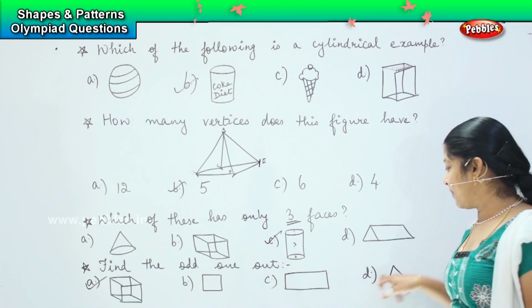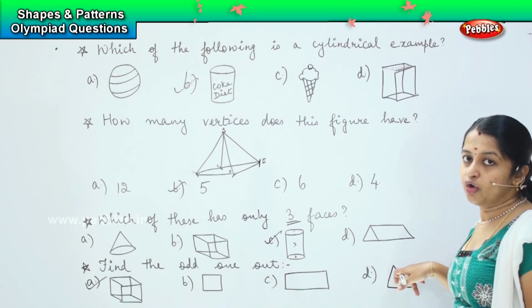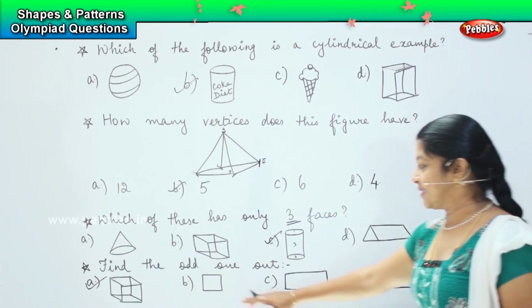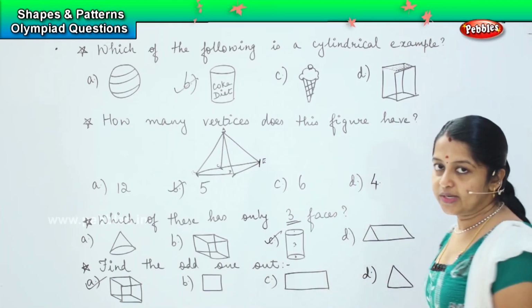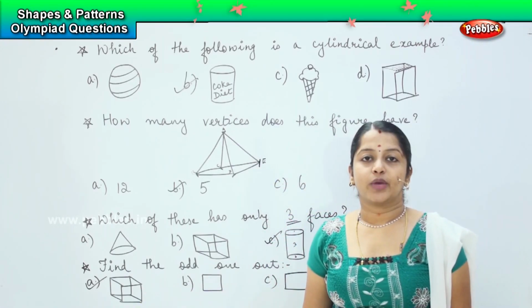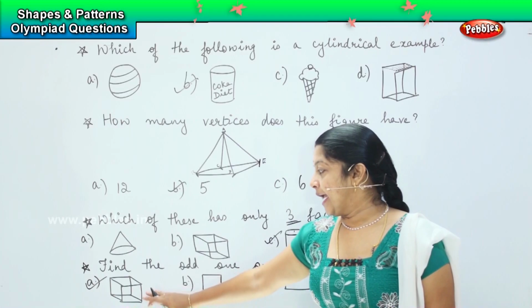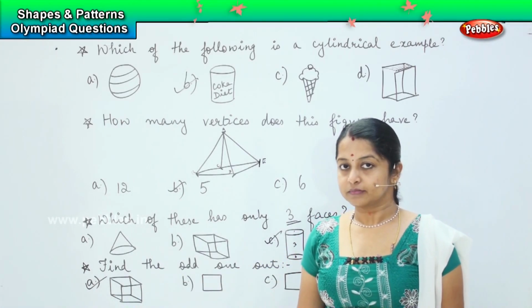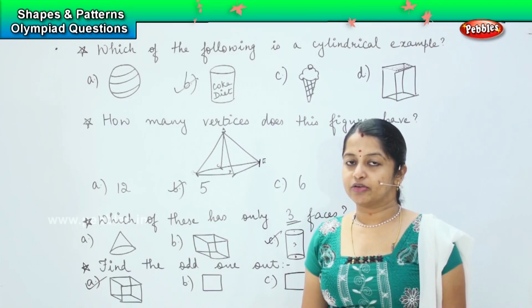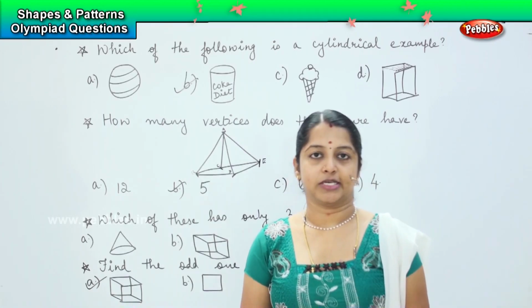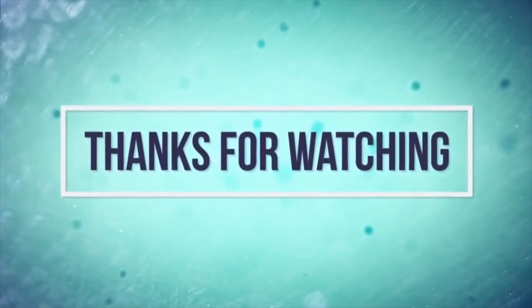Can you see any of them having a 3D figure here? No. All these are examples of 2D shapes. It's a square, a rectangle and a triangle. Whereas cube is an example of a 3D shape. So that's why A cube is the odd one out in the given lot. Clear? So shall we move to the next one? So these were the easy sums. Let's try something challenging. Okay?